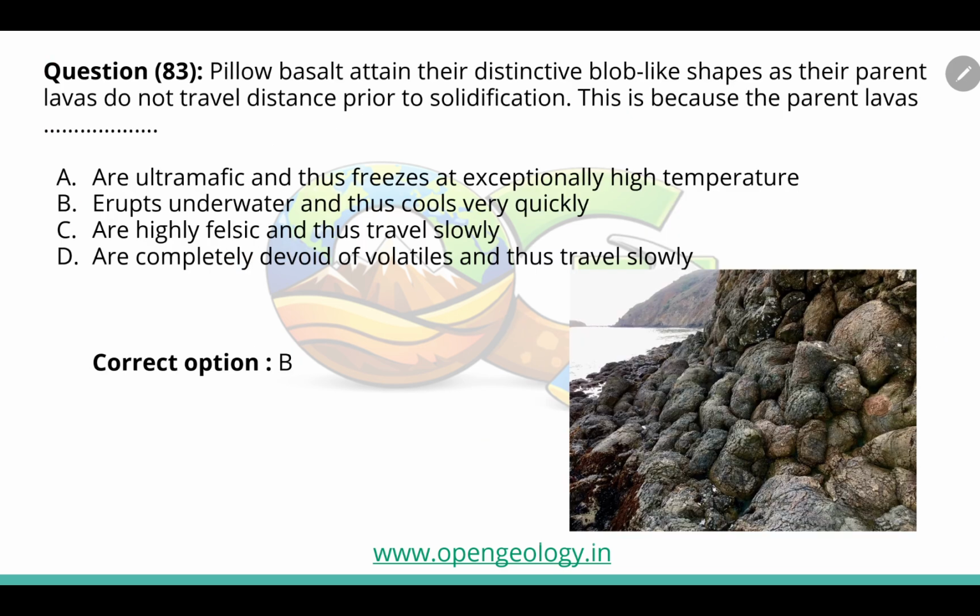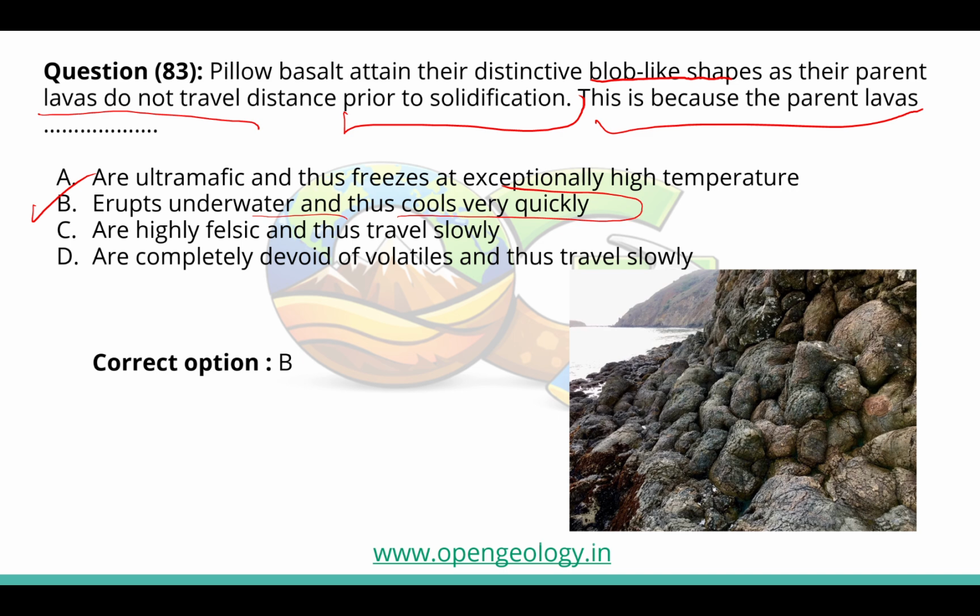Another question is, pillow basalts attain their distinctive blob-like or pillow-like shapes as their parent lavas do not travel distance prior to solidification. As it reaches the surface, it solidifies. This is because the parent lavas erupt underwater and thus cool very quickly. Lava can occur on the continent, like rhyolitic magma, where rhyolite rock will be produced, and if the mafic lava is produced underwater, then basalt will be produced with these types of pillow structures.